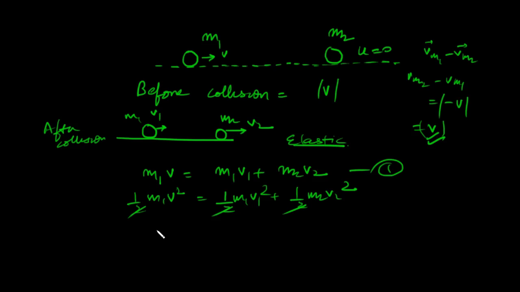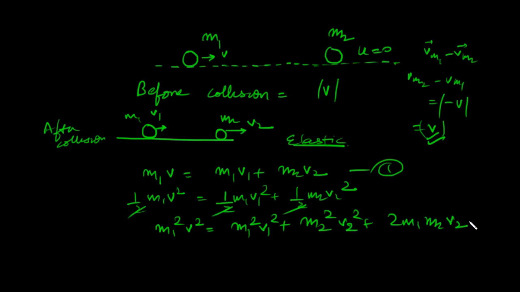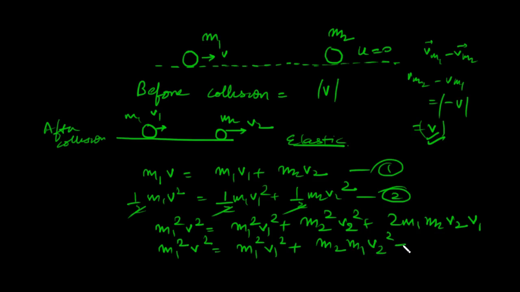Okay, so squaring the first equation, we get m1 square v square equal to m1 square v1 square plus m2 square v2 square plus 2 m1 m2 v1 v2. Now we multiply the second equation by m1, so we have m1 square v square equal to m1 square v1 square plus m2 m1 v2 square. That's it. Okay, so now we subtract both the equations.